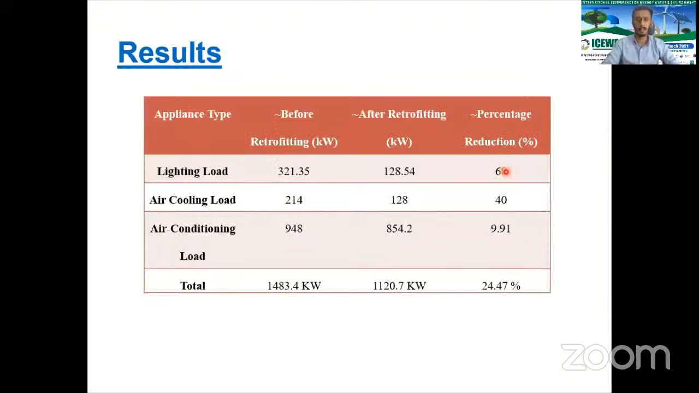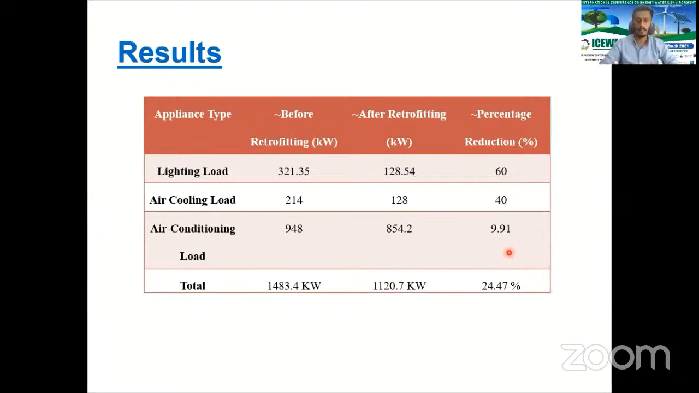So, summarizing the results, we see that the overall lighting load before the retrofitting was 321 kilowatt, and that was reduced to 128 kilowatt, which showed a percentage reduction of 60%. That is a very, very huge figure. In the air cooling load, the reduction has been around 40%, and for the air conditioning load, the reduction has been around 9.91%, which can vary from case to case and institute to institute.